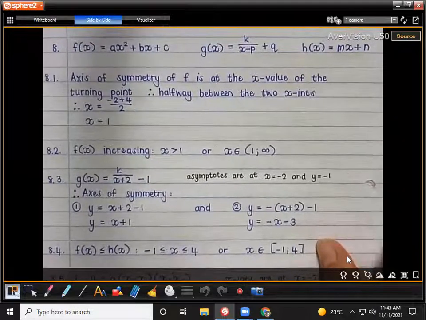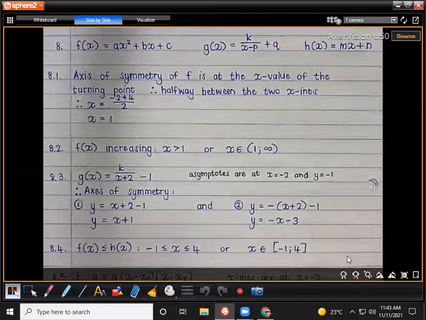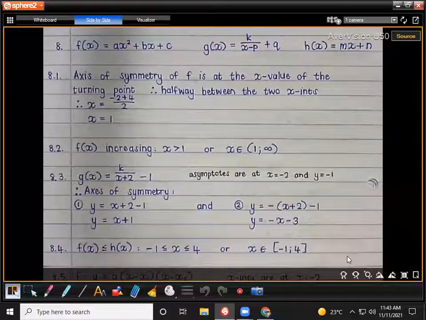Okay, then for question 8, for 8.1, they asked for the axis of symmetry. So what you could have done was you could have actually just found the equation of the graph and then use your axis of symmetry formula, that would have worked. It would have just been very long.